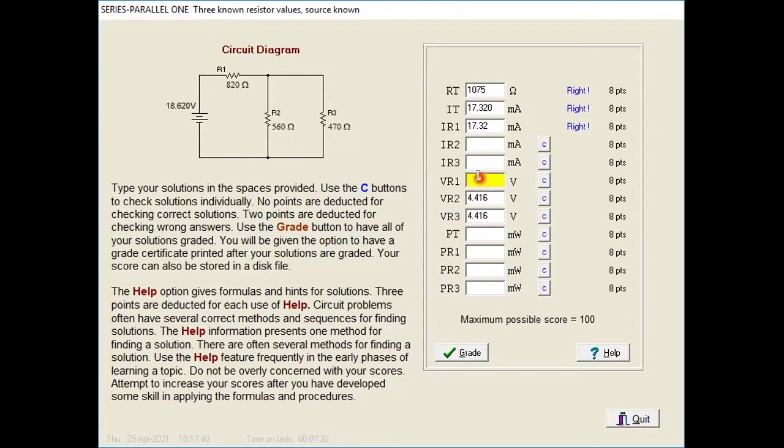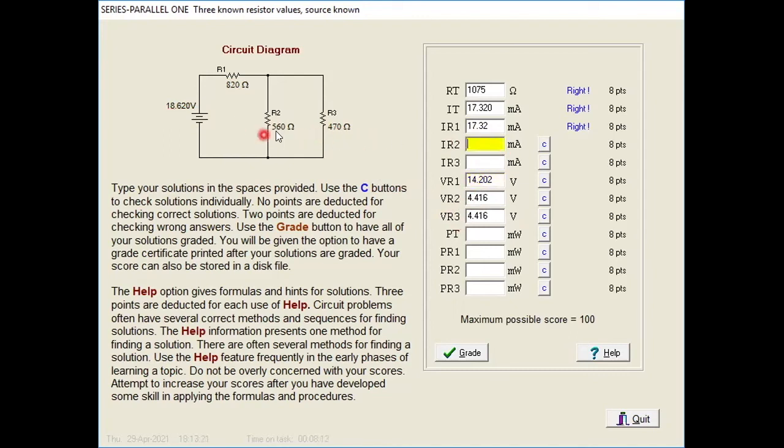Now, VR1 is easy. VR1 will be IR1 times R1. We already told you that IR1 is 17.32 milliamps. And we're going to multiply that 17.32 times 820 ohms. And that's going to give me 14.202 volts. So if we take the voltage across R1 and the voltage across R equivalent, that means you only count this once. 14 and 4 is 18. 0.4 and 0.2 is 18.6, adding up to our 18.62 volt source.